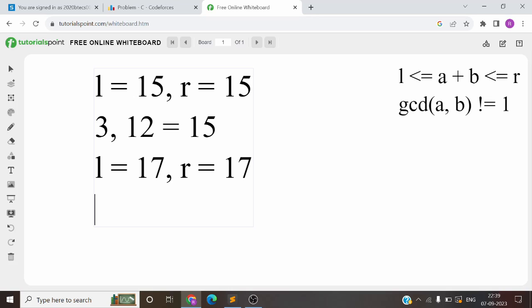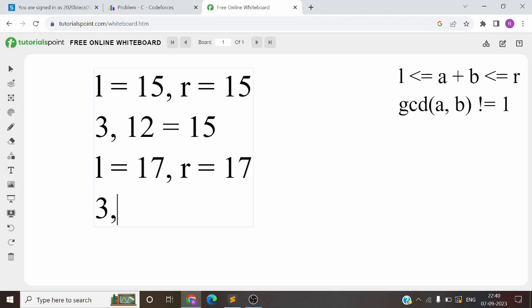We will take 1 and 16. Are they giving the sum between L and R? Yes, but what is the GCD of them? It is 1, which is not allowed. Let's try 2 and 15. Sum 17, but is the GCD 1? Yes, GCD is 1, which is not allowed.